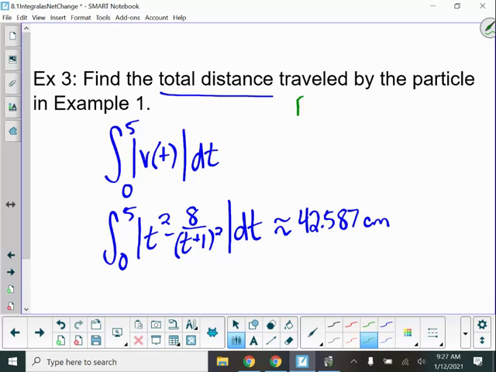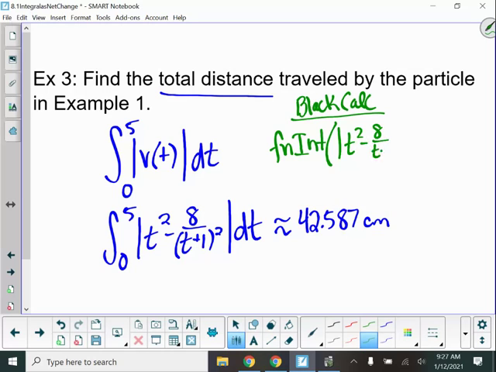So again, if you have those black calculators, those older TI-83 pluses, you would have to select that fnInt. It's going to open up a parenthesis. Then you type in the absolute value of t squared minus 8 over t plus 1 squared. And you'll probably not see the bars. You'll actually probably see an ABS and a parenthesis instead of the bars there. So after you close the absolute value, you're going to put a parenthesis.